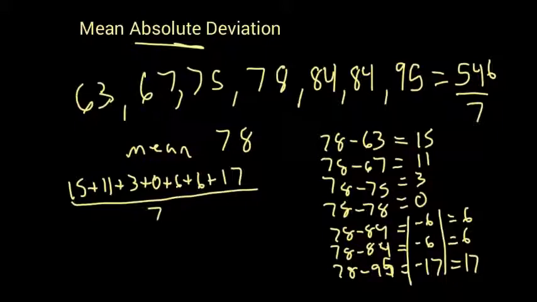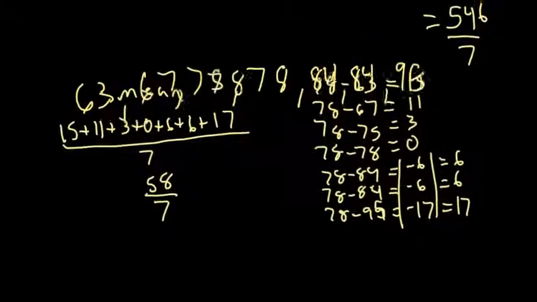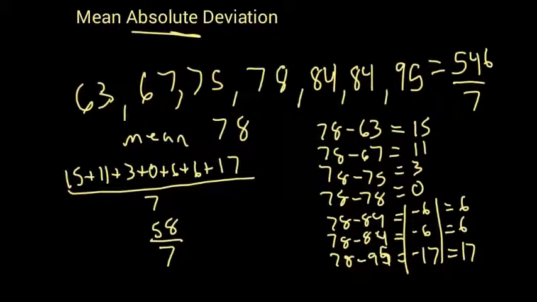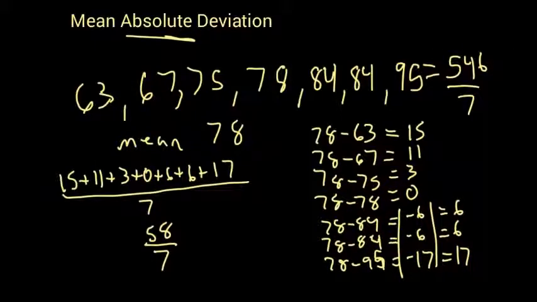So it's going to be 15 plus 11 plus 3 plus 0 plus 6 plus 6 plus 17, and we're going to divide that by 7. So I'm finding the mean of all the absolute values. After adding them all up, I get a total of 58 divided by 7. When I divide that, I'm going to get about 8 3/10. So our mean absolute deviation is about 8 3/10.